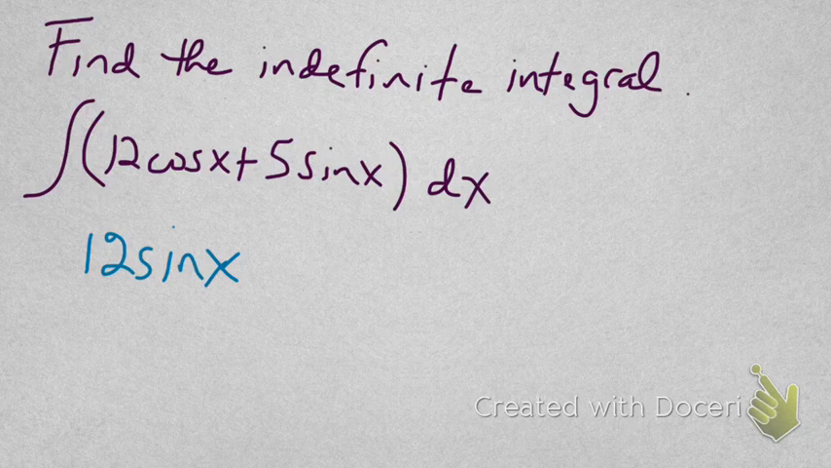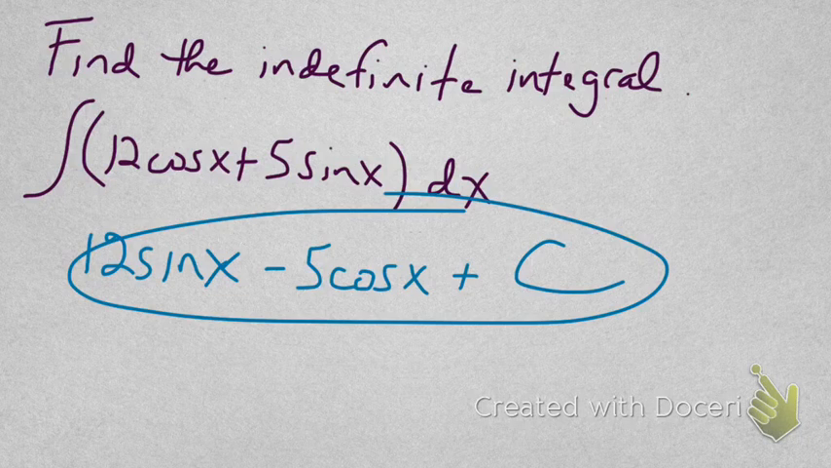We have another rule that says the antiderivative of sine is a negative cosine. So when we integrate 5 sine x, we'll call that negative 5 cosine x plus c. Let's not stop a good thing.